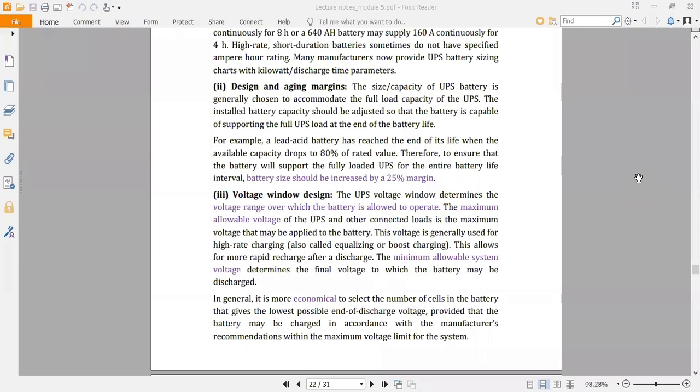Aging means the life of the battery. Any battery we use will have a certain life. In the last class you may remember, depth of discharge was a term. What is this depth of discharge? Any one of you?